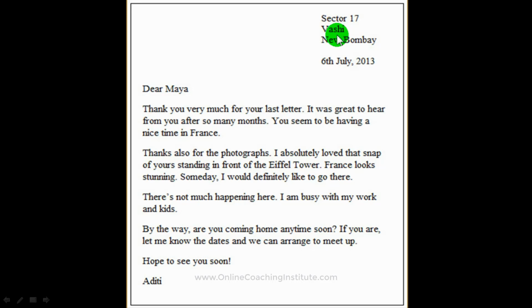But remember, as I have told you before, this is an informal letter or personal letter, so here lots of things are forgiven, but still, to give a better look to your letter, you have to write things in a pattern. So here, this is the salutation, as I had told you earlier, dear sir, dear madam, whatever, and here this is dear Maya. So this is the first paragraph, the introduction that I told you before. Thank you very much for your last letter. It was great to hear from you after so many months. You seem to be having a nice time in France.